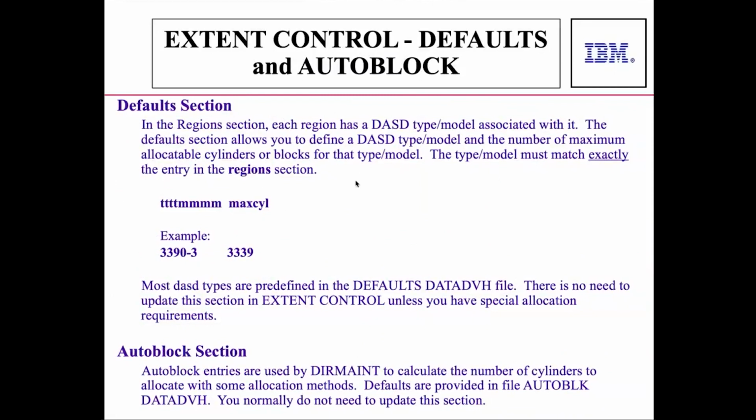And there's a file called DEFAULTS DATADVH on one of the disks, either the 1.1fox or the 1dogfox. And basically that has DirMaint's defaults. So in the extent control that we saw as the sample, it said 3390-03. Notice this says just -3. 03 is defined in DEFAULTS DATADVH, and it's actually this number, 3339, or 09 one is 10,017 cylinders. That's the normal size of that. So you could use those.